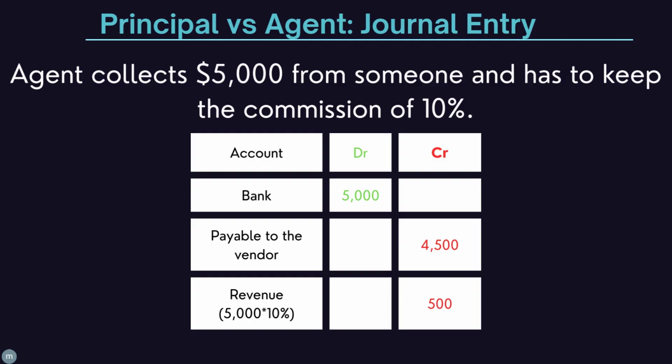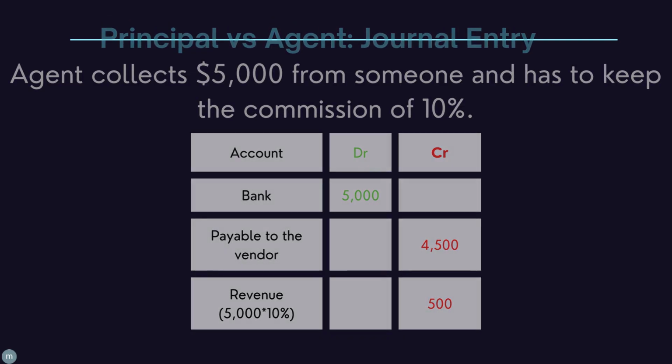So a quick tip: always ask, did the company really control the good or service before giving it to the customer? If yes, they are the principal. If no, they are just an agent and only record the fee they keep. So next time you order food online, you will know exactly who is making the money and who is just delivering it. Pretty cool, right?